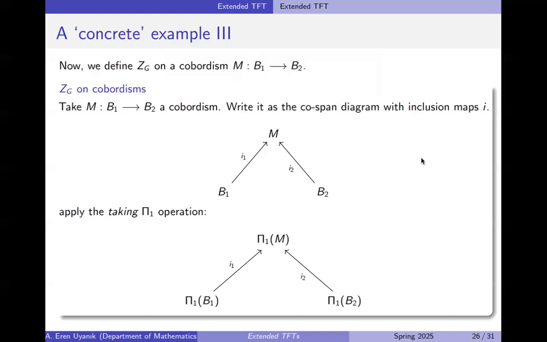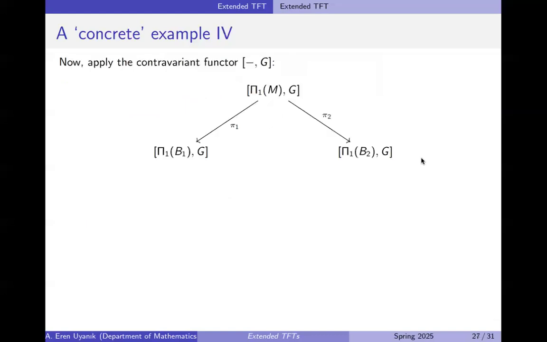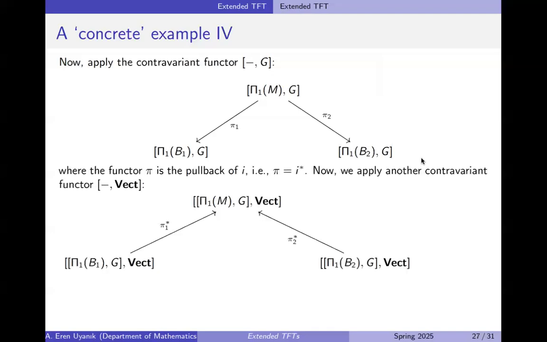Okay, so we take the fundamental viewpoint, and inclusion maps are just inclusion functors in that case. And we again apply another functor, which is contravariant, this one. And you see the arrows are reversed in that case, where the pi is defined to be the pullback of the inclusion map. Again, we apply another contravariant functor to get what we want. So we apply two contravariant functors, and the arrows are in this direction now.